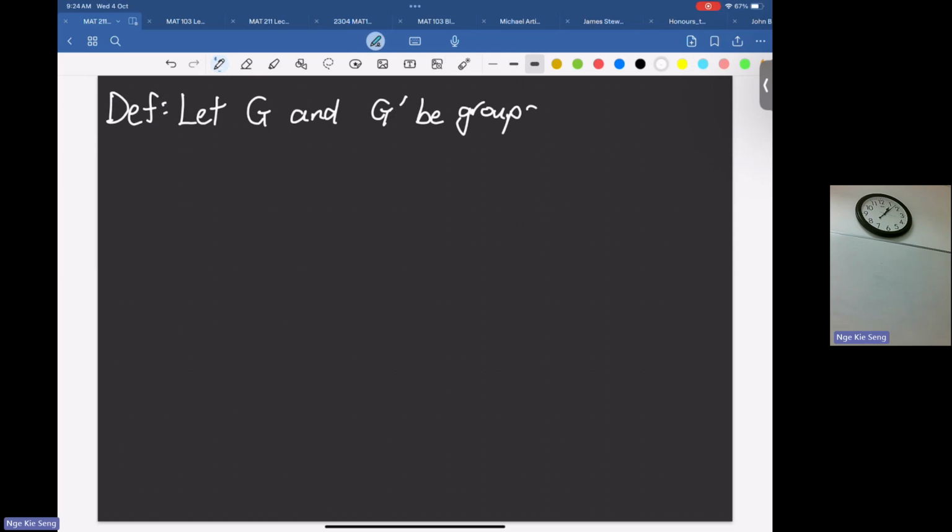So let's say we have two groups. What is a homomorphism? Anyone know what homomorphism means? What is homo? What is morphe?